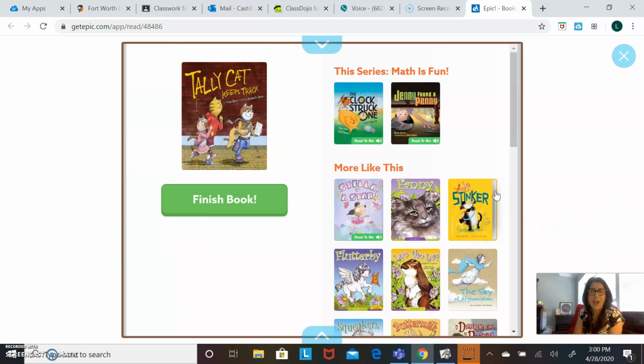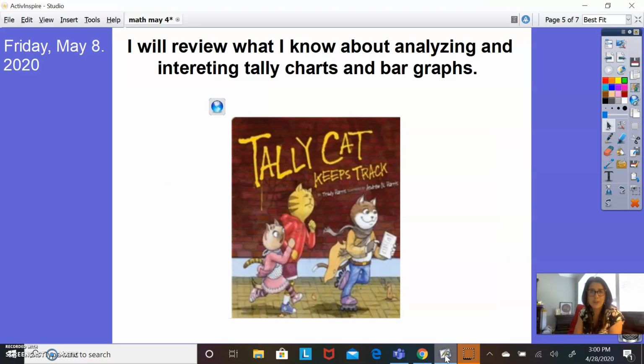So I hope you enjoyed this book. And this book is in Epic. So if you want to go back and read this book on your own, feel free to do that.